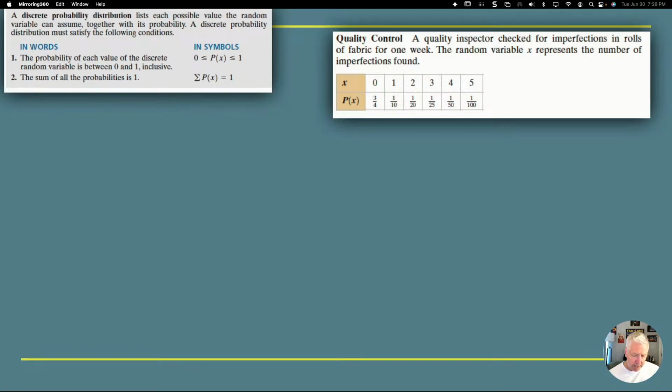Here's another one. We're going to do the same thing. First, we're going to determine if it's a probability distribution. I have to look up here. I'm sorry that the fractions are small if you're looking on from outside. So I've got 3/4 plus 1 divided by 10 plus 1 divided by 20, putting all these in parentheses, plus 1 divided by 25 plus 1 divided by 50 plus 1 divided by 100.